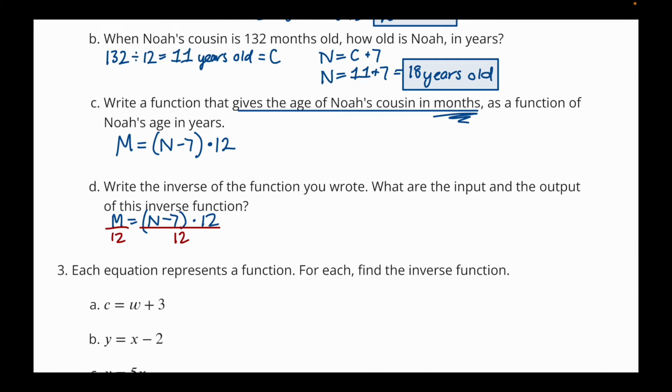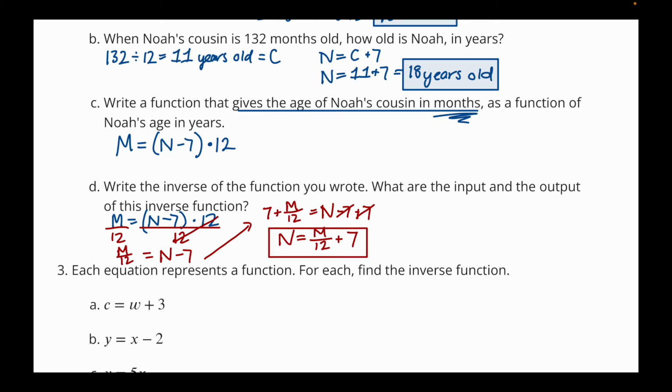And that would give us still just m over 12. But on the right-hand side, those are going to cancel, and we would just be left with n minus 7. We can add 7 to both sides, so 7 plus m over 12. That's going to be n minus 7 and then plus 7. And our goal is that those will cancel. So n is now by itself, but I'm going to put it on the left because that's the way I like to write these things. And traditionally, we put everything with the variable first, so I am going to put m over 12 plus 7, even though the 7 was first in my description there. So this is now my inverse function.